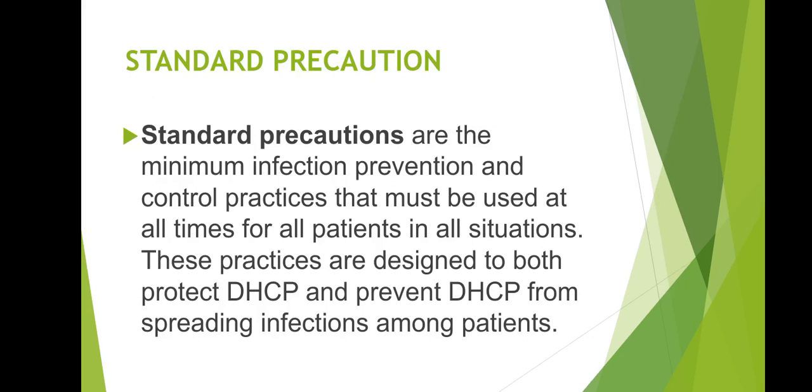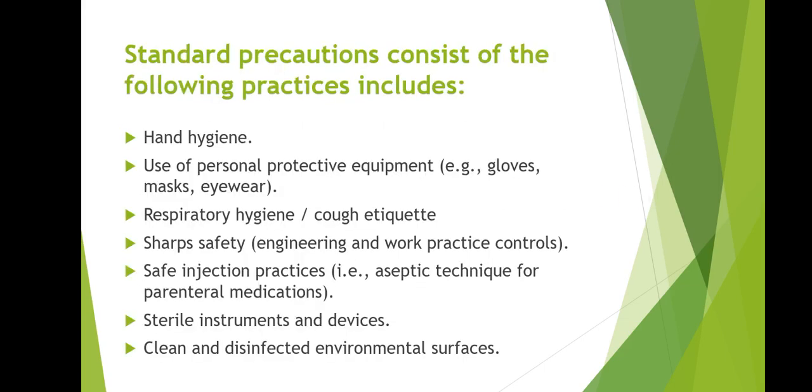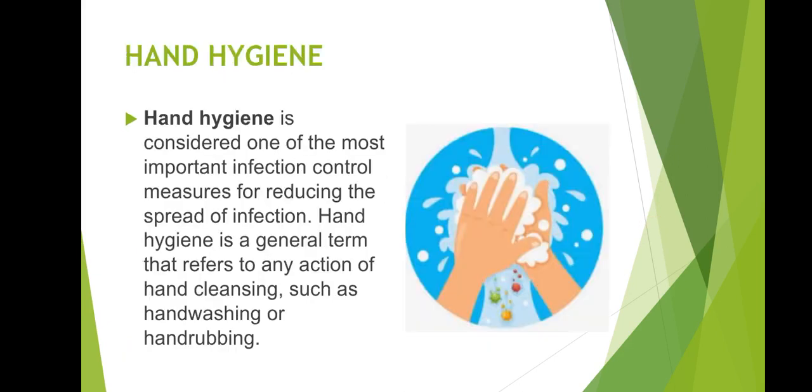Standard precaution aims to minimize and, where possible, eliminate the risk of transmission of infection, particularly those caused by blood-borne viruses. Standard precaution consists of the following practices: hand hygiene, use of personal protective equipment, respiratory hygiene, sharps safety, safe injection practices, sterile instruments and devices, and clean and disinfected environmental surfaces. So let's start with hand hygiene.